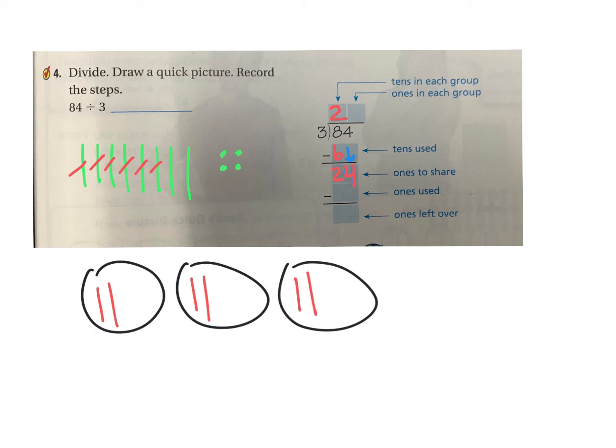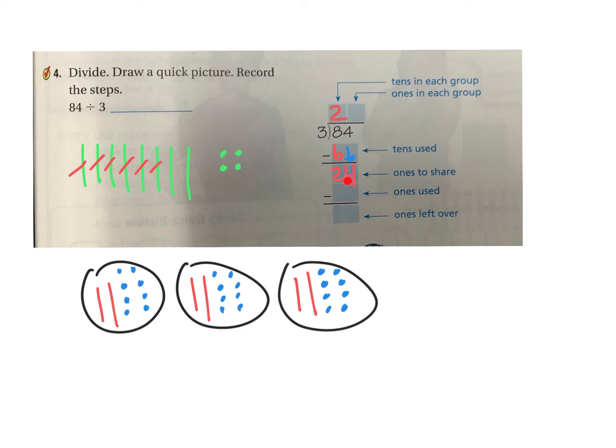So here we go. 1, 2, 3, 4, 5, 6, 7, 8, 9, 10, 11, 12, 13, 14, 15, 16, 17, 18, 19, 20, 21, 22, 23, 24. And there I did that. Each of them got 8. And hopefully you're starting to recognize, oh, I had 3 and 24. I know my multiplication facts, 3 times 8 is 24. It's going to pass out evenly 8 times. Those multiplication facts we've been working on help you here.